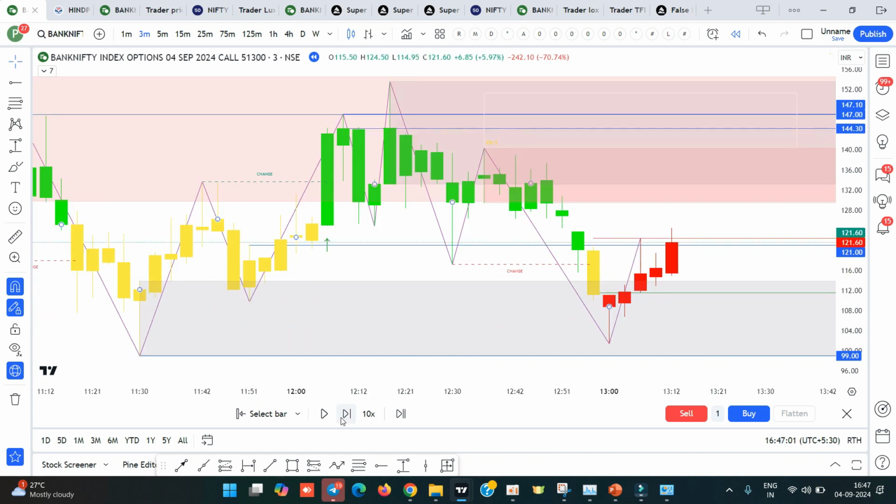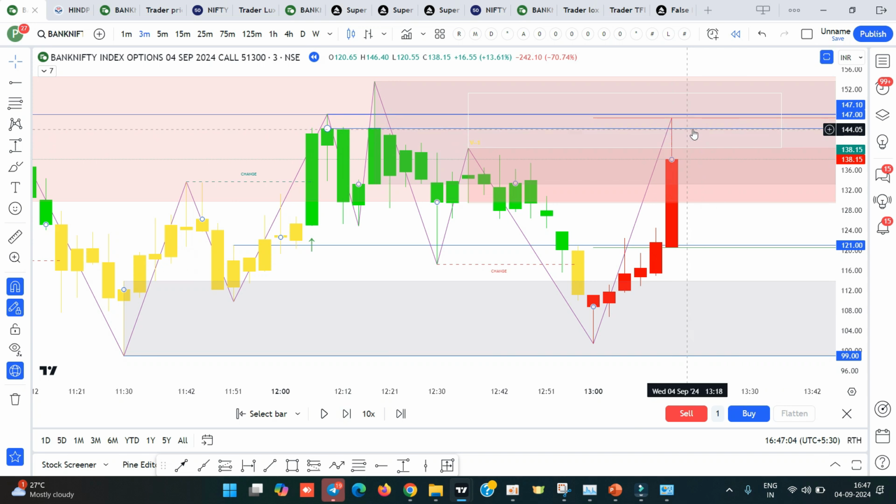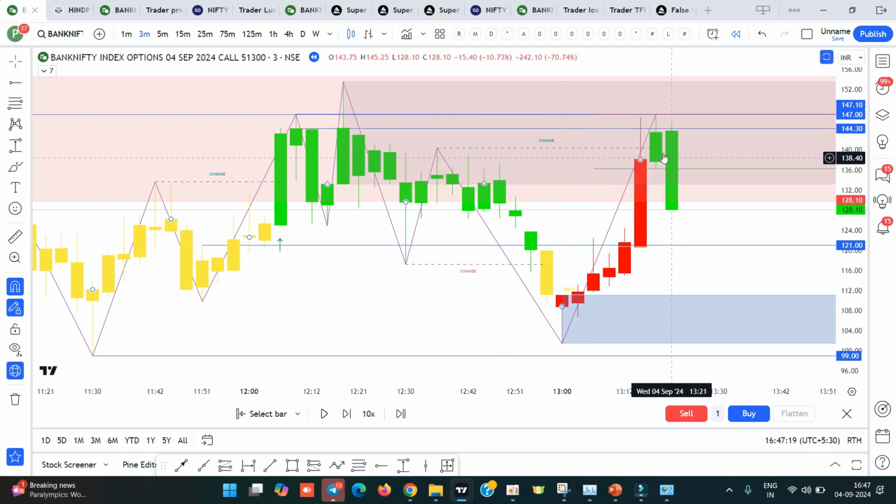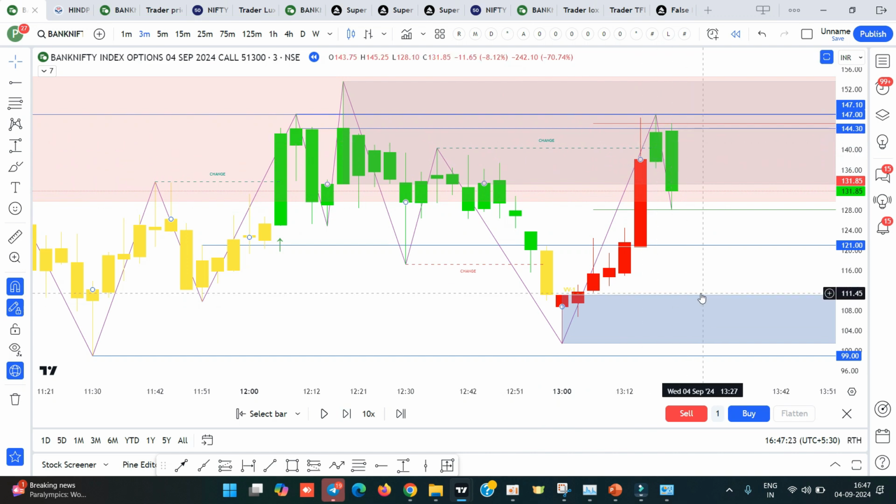From here price reversed, and see this has completed our target. 144.3 was our target and that has been completed. So if our target is completed, we can exit our position or we can do partial booking. After that, price again created a bullish change. Now after this bullish change, we can take entry here.